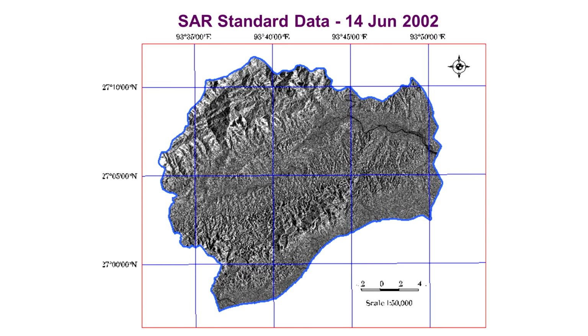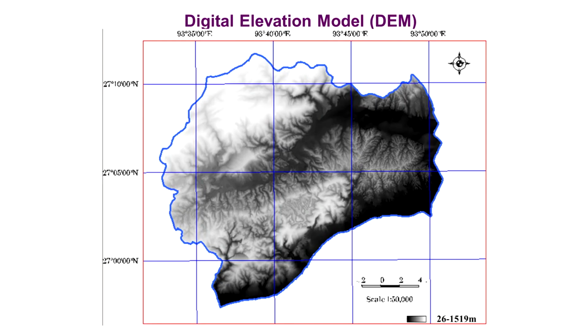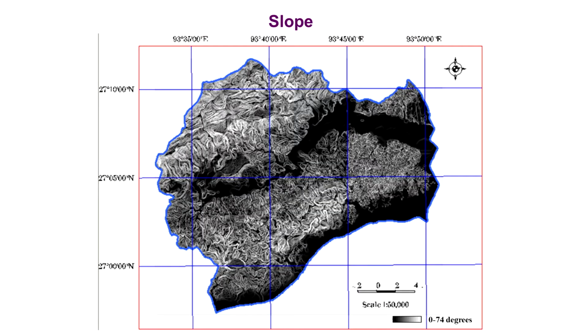As I mentioned about different thematic maps, this is the thematic map showing the contours. Here we have defined the contours in different categories. Now, this is the digital elevation model that we prepared from this contour. This shows the slope, with different categories from 0 to 74 degrees.